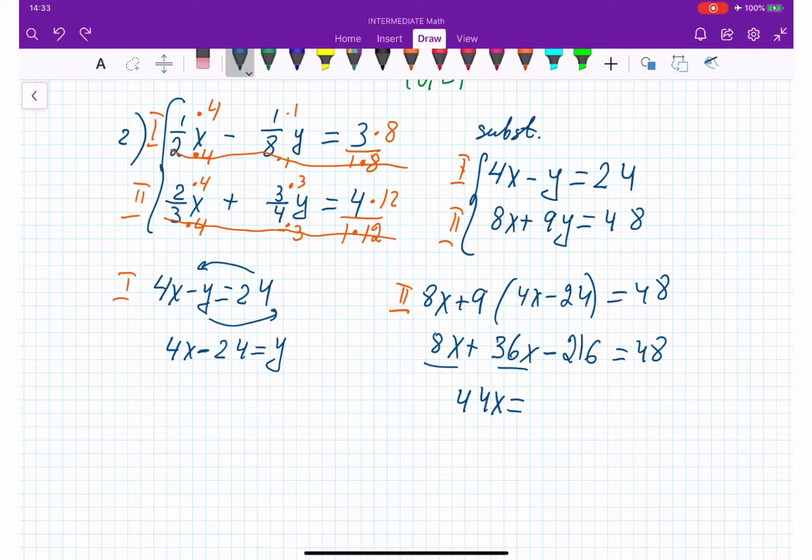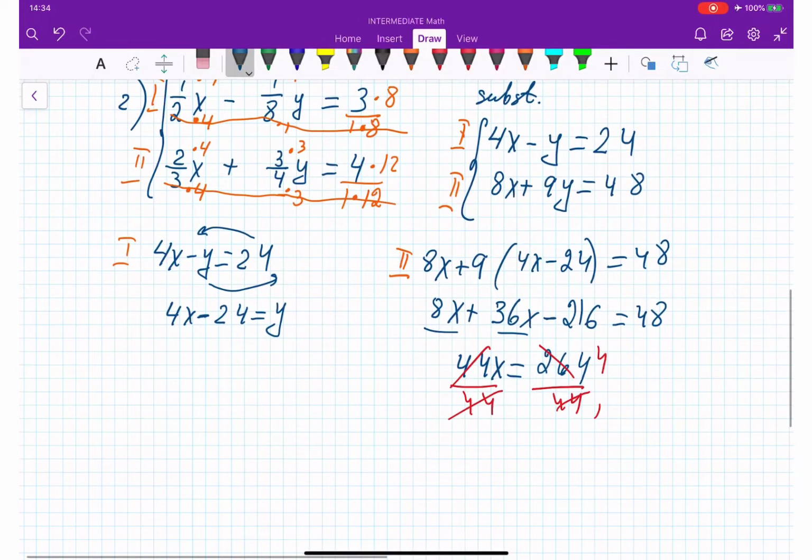So we're going to get 216 plus 48. It's going to be equal to 264. Okay. And from here, we divide by 44. Divide by 44. This is 1, and this is going to be 6. And our x is equal to 6.